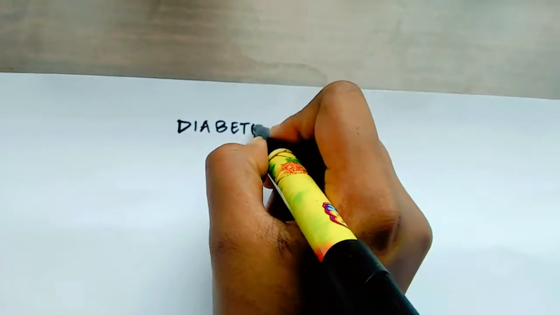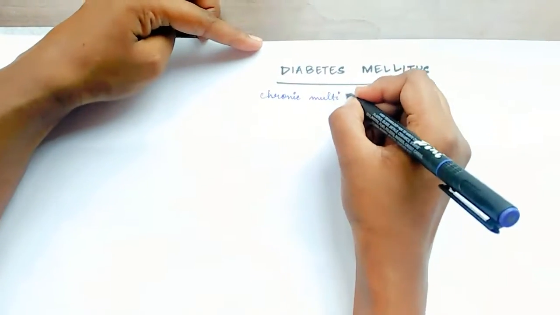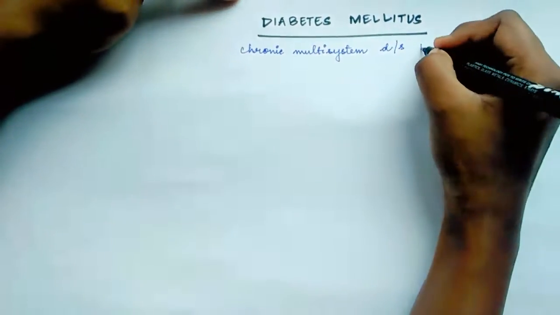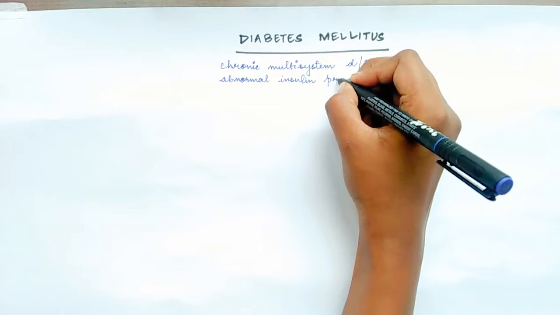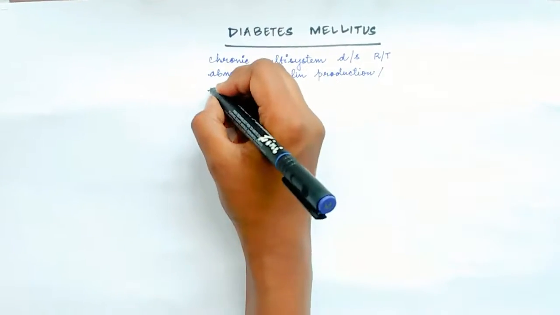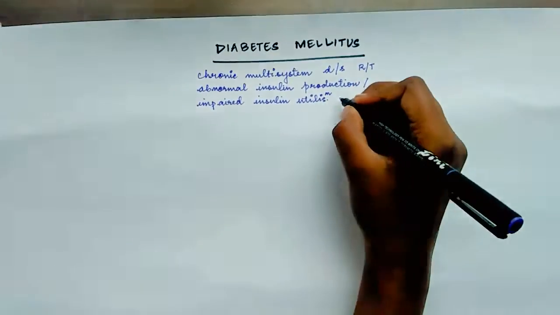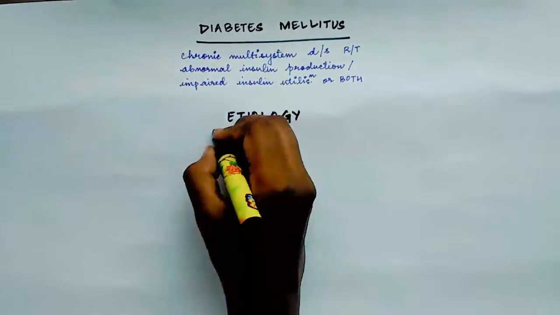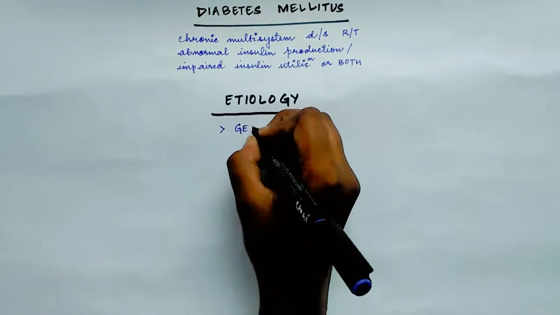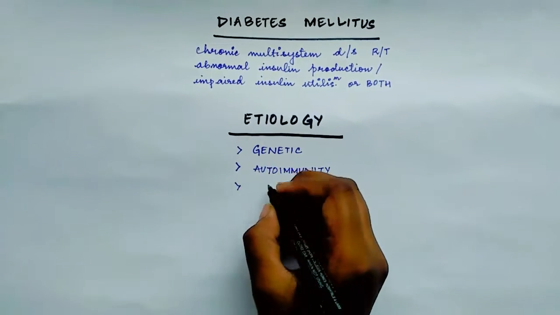Diabetes mellitus. It is a chronic multisystem disease related to abnormal insulin production, impaired insulin utilization, or both. Diabetes mellitus is a serious health problem throughout the world, and its prevalence is rapidly increasing. Now, talking about its etiology, it is always seen that it is related to genetics, autoimmunity, and environmental factors.